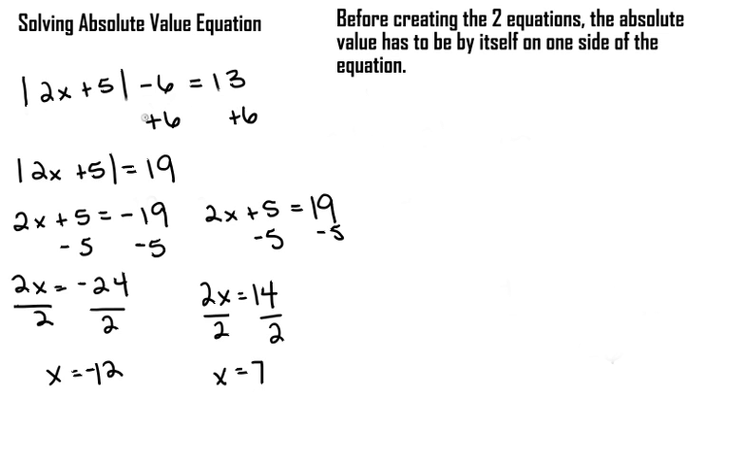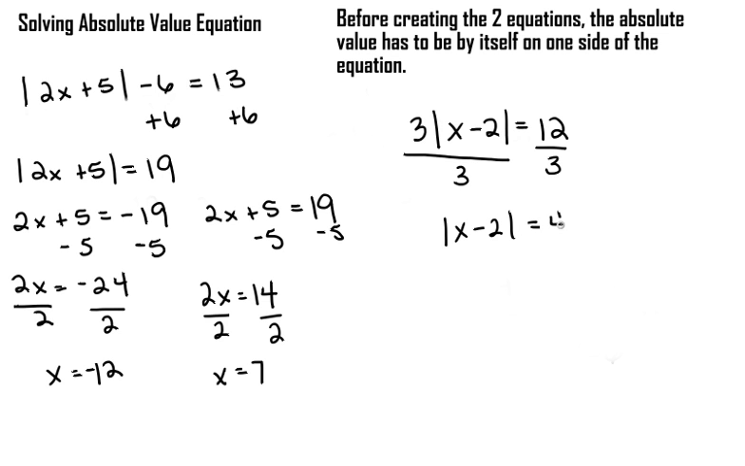That's how we do addition and subtraction, but what about multiplication and division? Suppose we have 3 times the absolute value of x minus 2 equals 12. Again, before we create our two equations, we have to get the absolute value by itself. So, we're going to divide both sides by 3 and get the absolute value of x minus 2 equals 4.